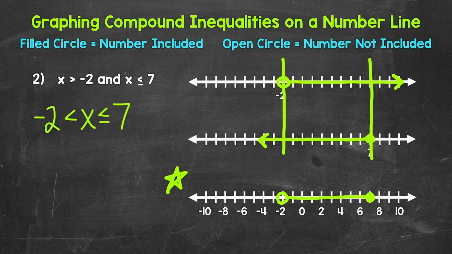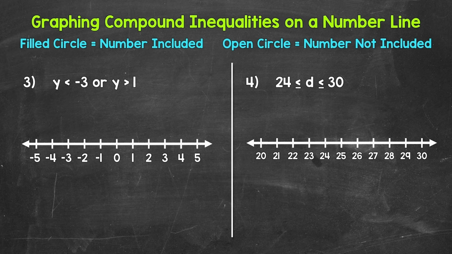Let's move on to numbers 3 and 4. Here are numbers 3 and 4. And for these, we're going to graph everything right from the compound inequality. We're not going to break it down into two separate graphs like we did for numbers 1 and 2. And feel free to pause the video and try these on your own if you would like.